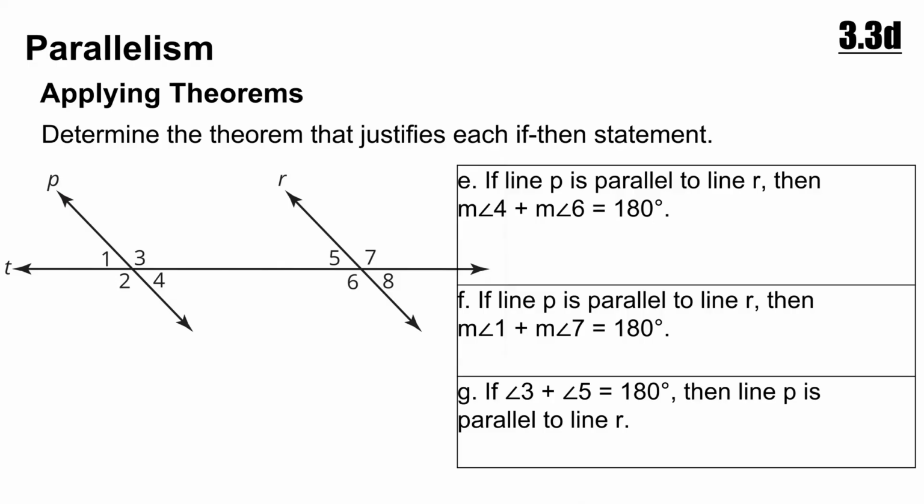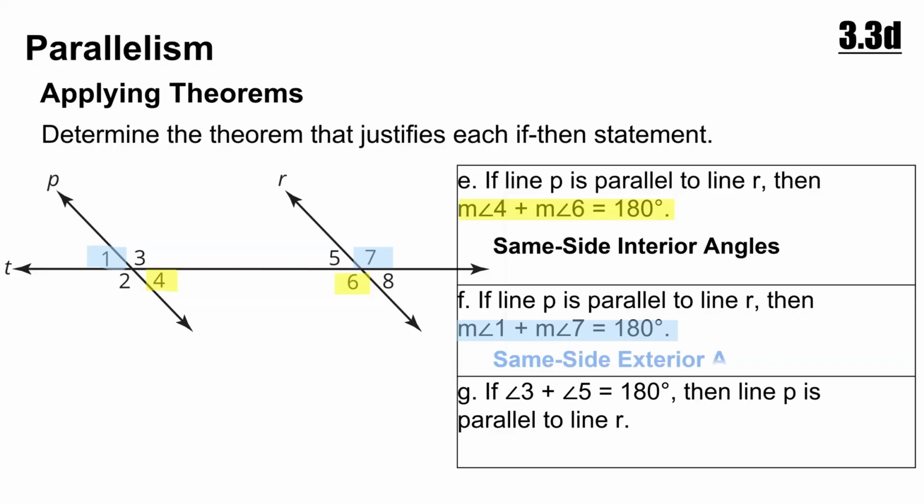Statement E states, if line P is parallel to line R, then angle 4 plus angle 6 equals 180 degrees. This is true because of the same side interior angles theorem. Statement F states, if line P is parallel to line R, then angle 1 plus angle 7 equals 180 degrees. This is true because of the same side exterior angles theorem. Statement G states, if angle 3 plus angle 5 equals 180 degrees, then line P is parallel to line R. This is true because of the same side interior angles theorem.